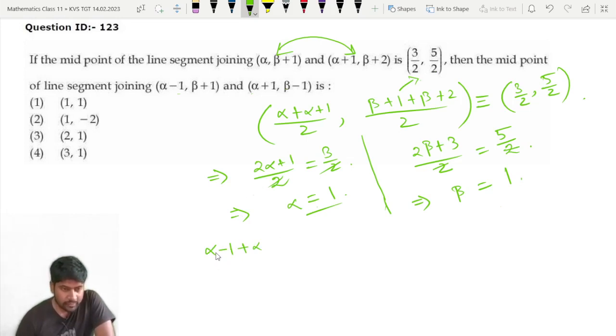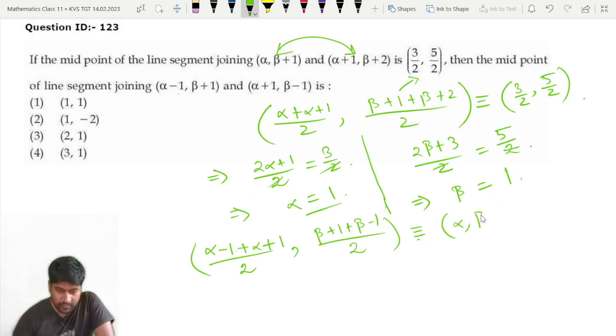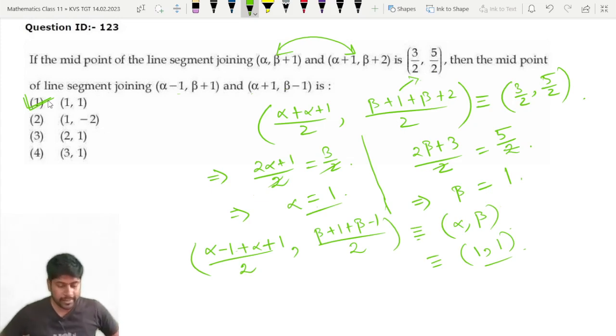So as I have told, (alpha minus 1 plus alpha plus 1) divided by 2 comma (beta plus 1 plus beta minus 1) divided by 2, that is equivalent to alpha comma beta, and the values of alpha and beta are known to us, so it will be 1 comma 1. So option 1 is the correct answer. Okay, option 1 is the correct answer.